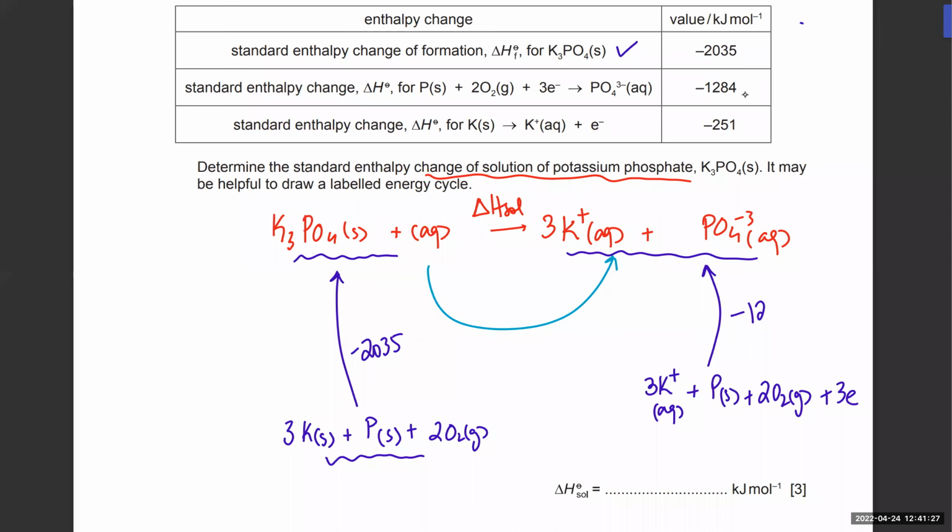84. Is this clear? Okay? So we convert P into PO4 minus 3 in this second part. No, what I've done is, I took P and O2. I don't know where that comes from, okay? I knew that PO4 minus 3 can be formed. I had PO4 minus 3, and I knew it can be formed from P solid plus 2 O2 plus 3 electrons. So that is this reaction, minus 1284. Okay. K plus did nothing in this part.